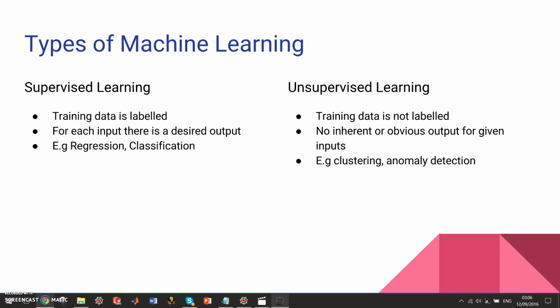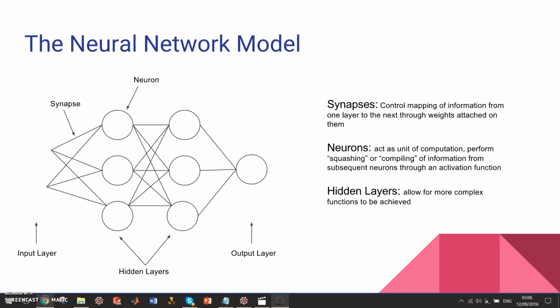On the other hand, we have unsupervised learning, where the training data is not labeled. There's no inherent or obvious solution. There are no correct answers for a given set of features. So instead, the algorithm tries to find patterns for each of the features or clusters. As we can see, these algorithms include clustering and anomaly detection.